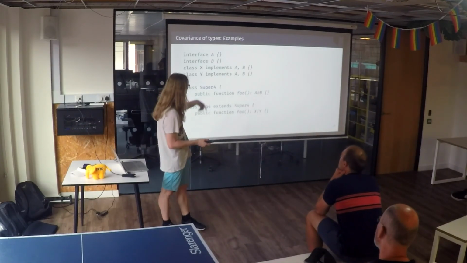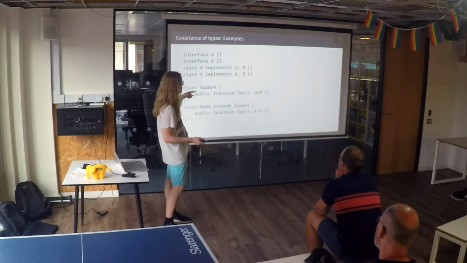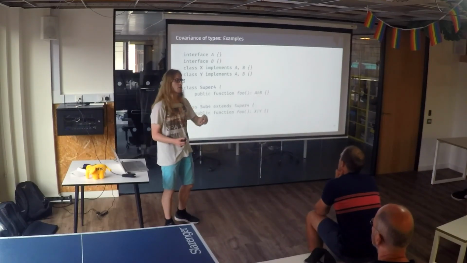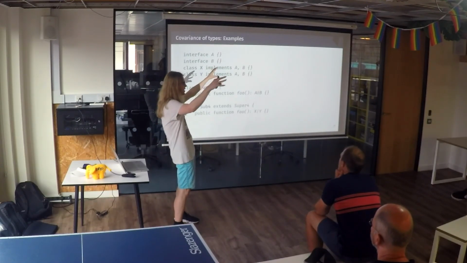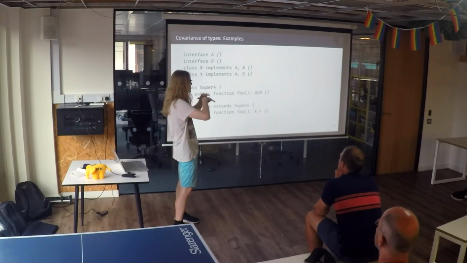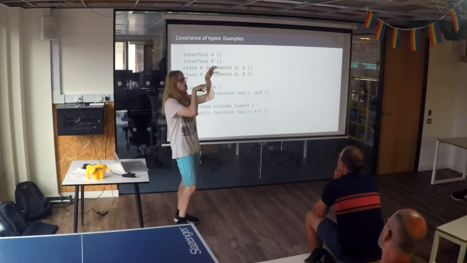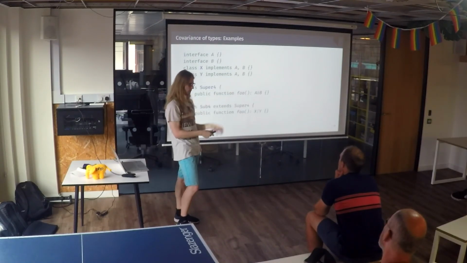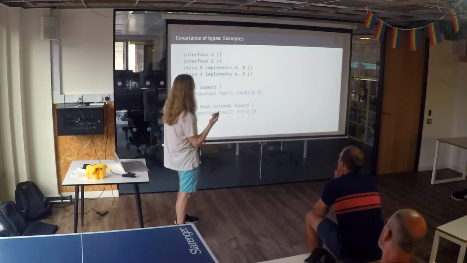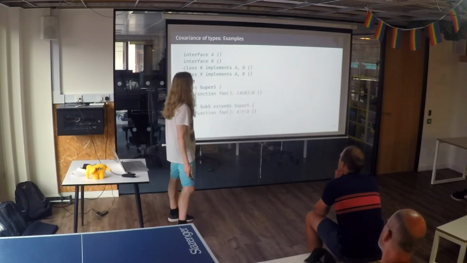Similarly, with intersections, if I have X and Y which implement both A and B, well, okay, I have A, I have B, I have the intersection, but I'm also saying that X and Y reside in this intersection. So I'm even more constraining on what I'm returning. Yeah. And then it's just like mixing up something.